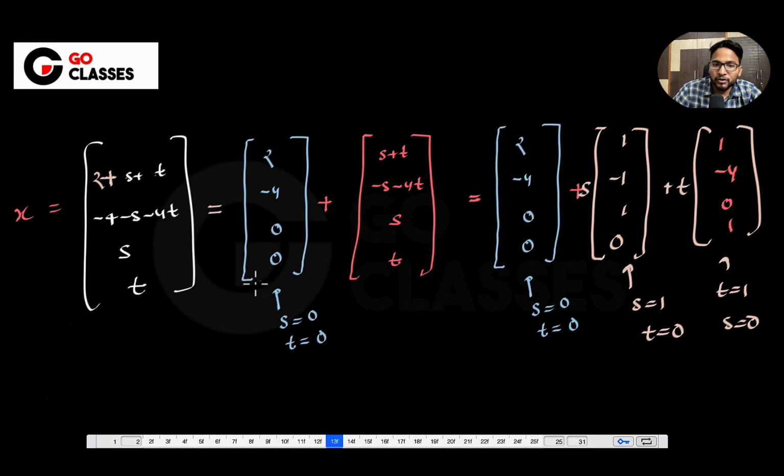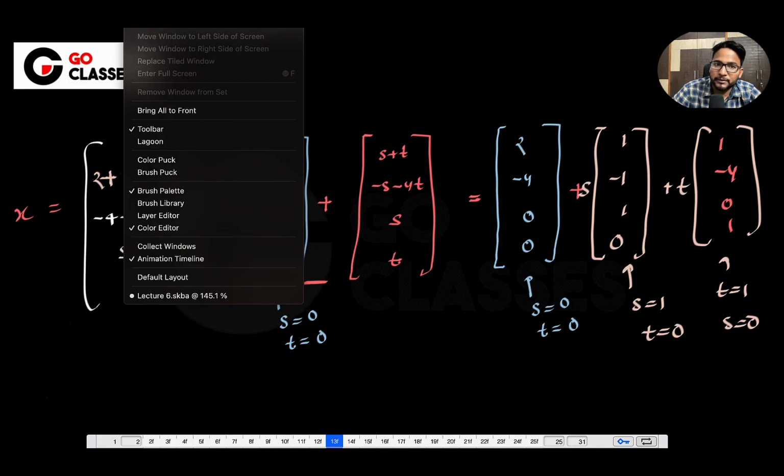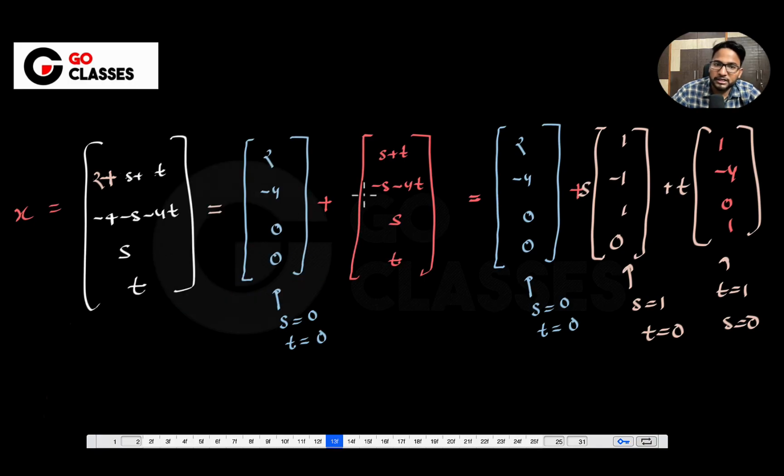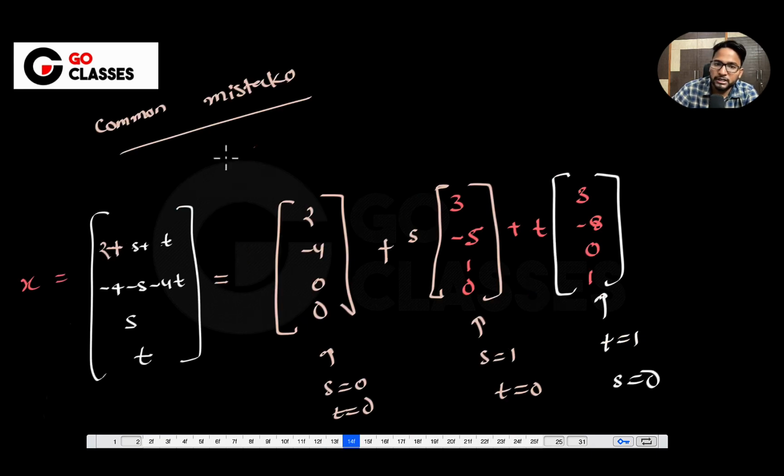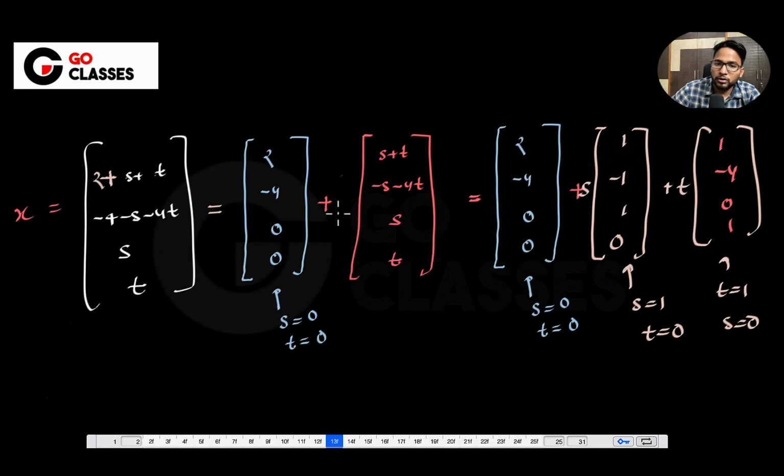So first, you write this constant separately and then apply the trick of s equal to 1, t equal to 0, t equal to 1, s equal to 0, like that. Okay. So you need to write this constant vector separately and then you apply the trick. That's the only difference. See, if you compare the final answer, this is the common mistake. So you should not do it. Now let's just go to the original answer.